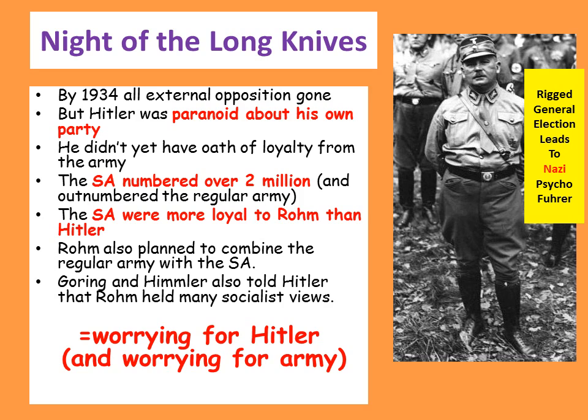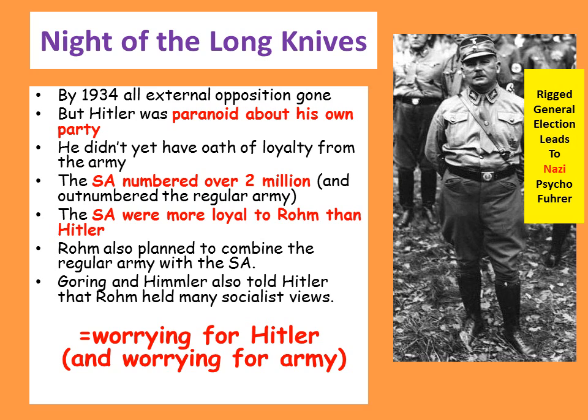Now, the Night of the Long Knives was kind of the tidying up act that Hitler did. He's got rid of all external opposition, but he's now paranoid about his own party. He's crucially paranoid about his own party because he's had to delegate really high positions of power to his own henchmen. So he's got Goering, he's got Himmler, and as you can see on the right, he's got Ernst Röhm.